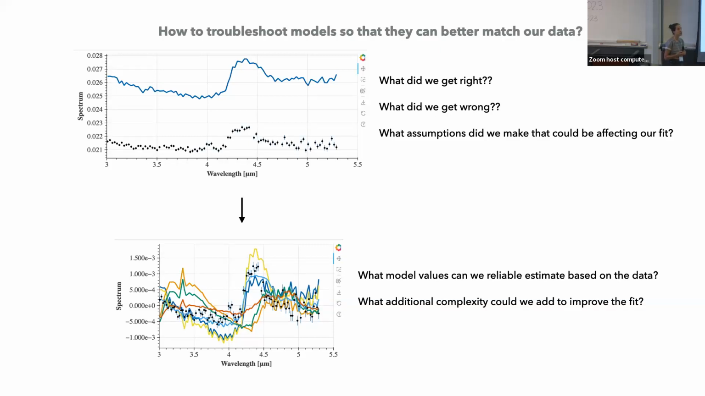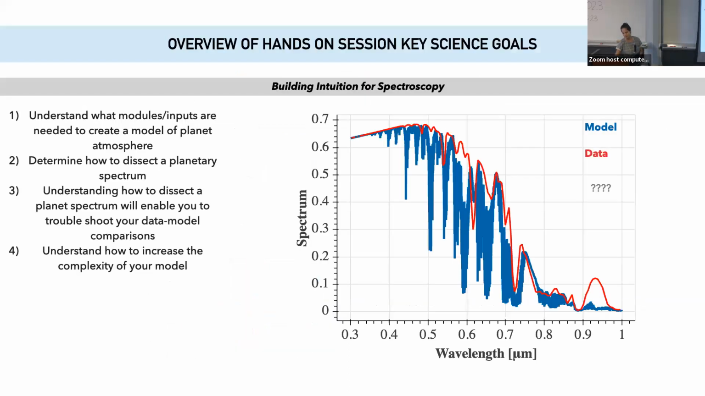But I really encourage you all to have these discussions with each other so that you can go through this process by yourself, because in real life, you won't have a nice guided notebook to tell you what to do next. And then, here's another example where we've increased the fidelity a little bit, but we still have different kinds of models, some that maybe don't match the data and some that maybe do. So you can start to think about what model values we could potentially reliably estimate based on this simple forward modeling example, or what additional complexity could improve the fit.